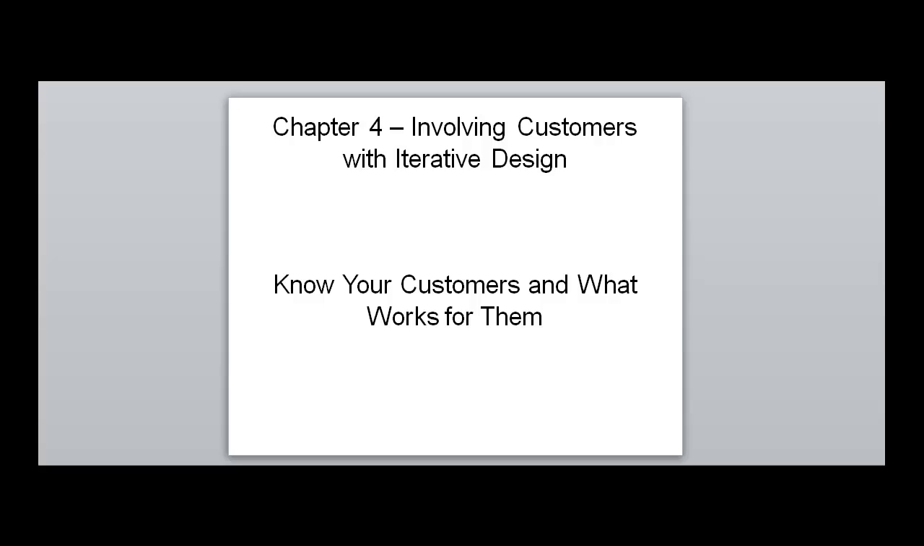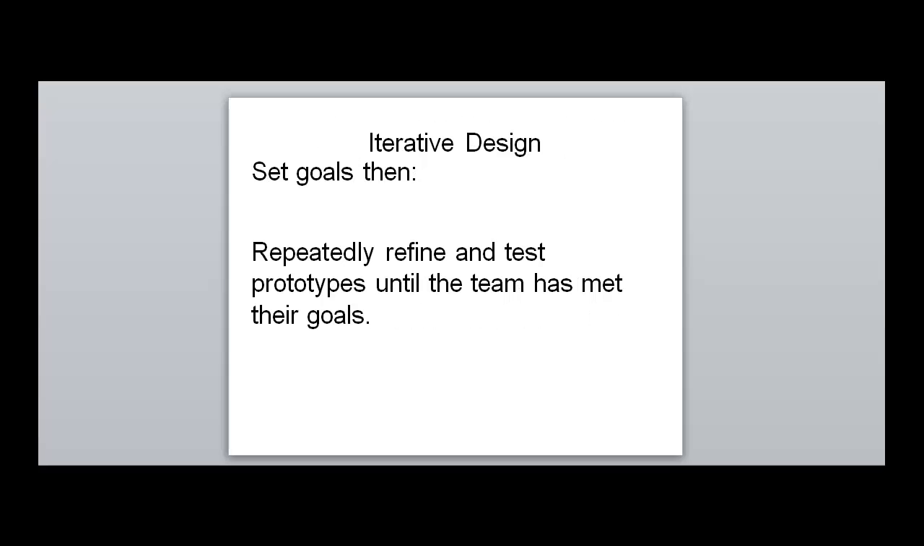This is chapter 4, and it is about involving the customers and the iterative design. Our goal here is to know our customers and know what works for them. And of course, what works for them involves identifying what they can easily do, what they enjoy doing at the website, and also striving to keep them coming back.